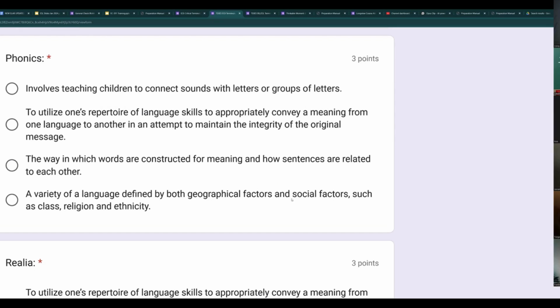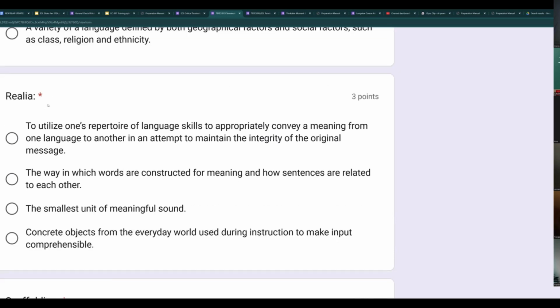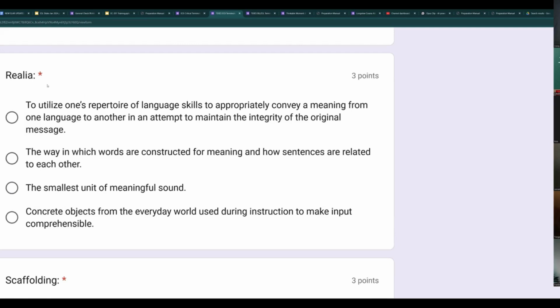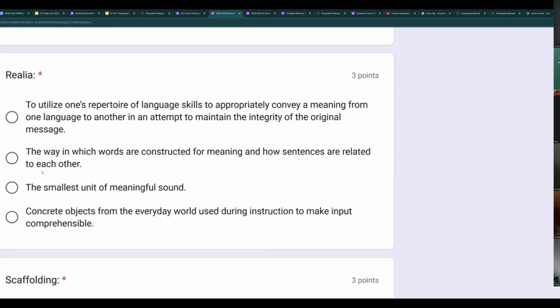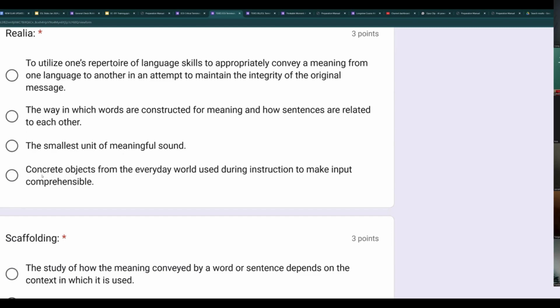Phonics. Words are created. It involves teaching children to connect sounds with letters or groups of letters. I'm going to go with A, first one. Realia is a word that comes up on your test and nobody uses it, only on the test. It's when you use the real thing. So let's say you're teaching cylinders and you use a cup to teach cylinders with. That's a real thing they can touch, a tangible item. That's going to be the first one. Realia, concrete objects from everyday world.